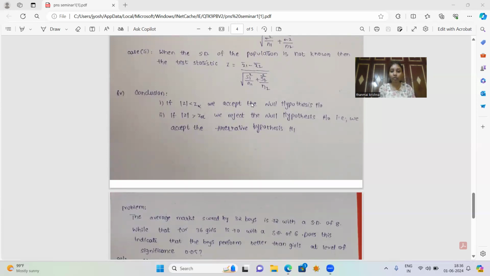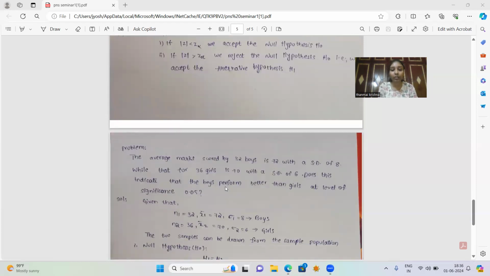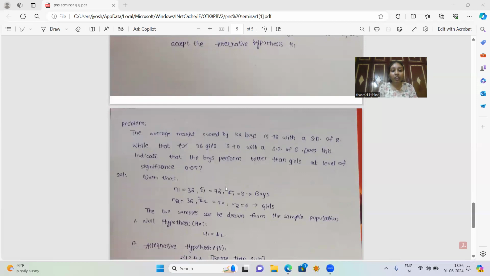Next, we are going to draw a conclusion from the above z value. If z is less than z alpha, then we accept the null hypothesis. If z is greater than z alpha, then we reject the null hypothesis, which means we are accepting the alternate hypothesis H1. Next, we are going to apply this in a problem.